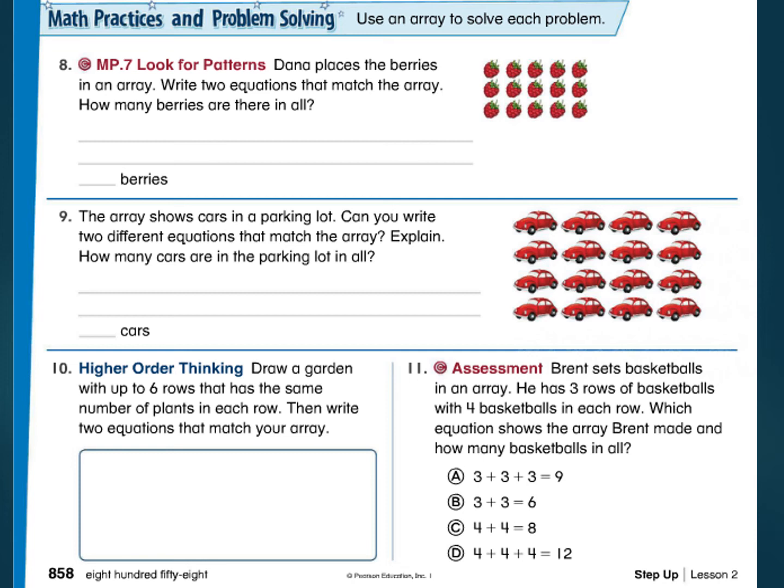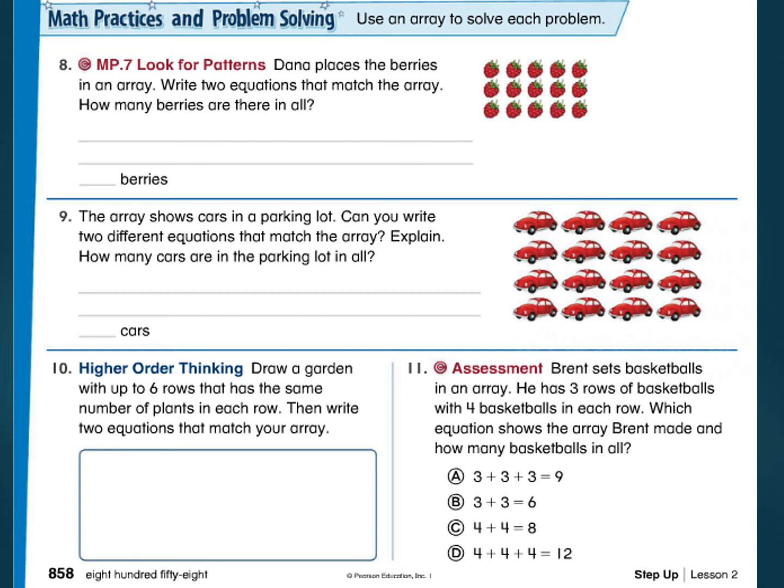Now open your book to page number 858. Use an array to solve each problem. Number 8. Dana places the berries in an array. Write 2 equations that match the array. How many berries are there in all?